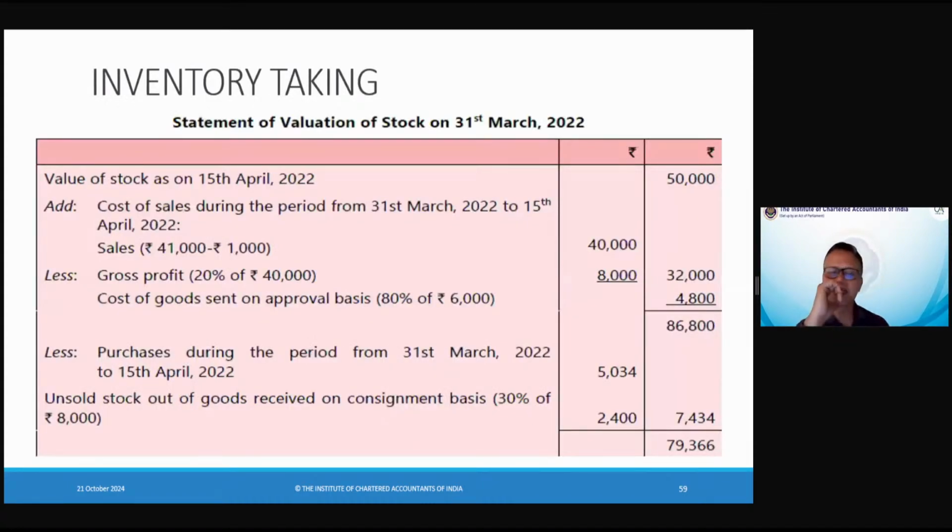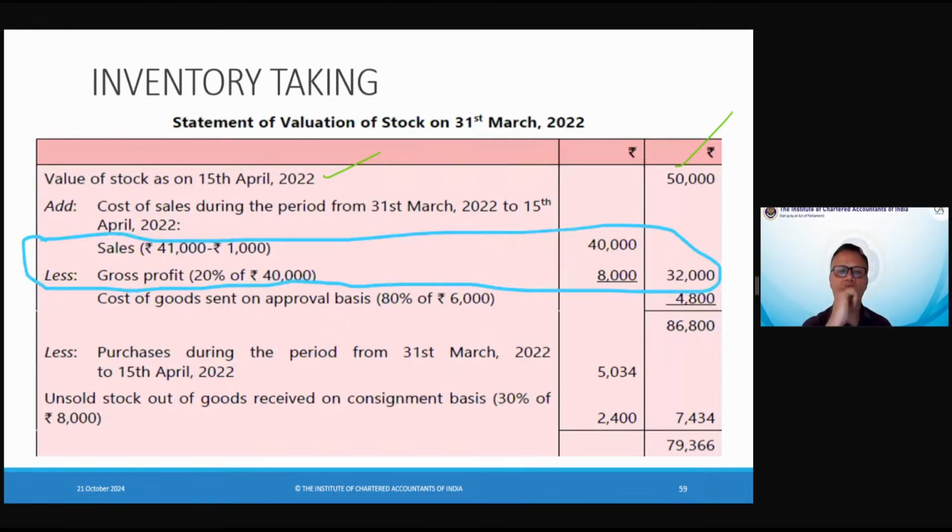Now what happens? Let us see how the things are going on. Value of stock is given on April 2022. We already calculated it as 50,000. To that, we added the cost of sales during the period 31st March to 15th April. Now, cost of sales means, first of all, you get the sale of 41,000 minus this 1,000 sales return, so you get 40,000. Less, you deduct the gross profit of 20% of 40,000, which gives 8,000. So when we deduct the gross profit from the sales, we get the cost of sales during that period.